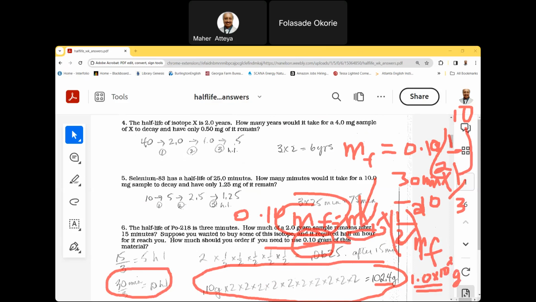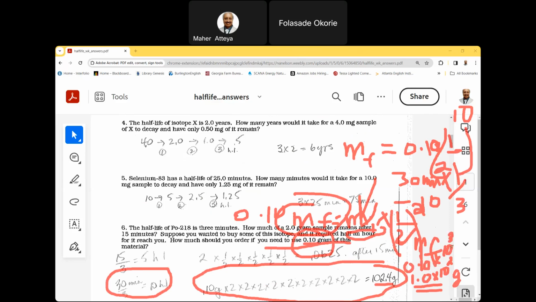0.12349766. Okay, we are putting it into two sig figs. Yes, I put it 1.0 times 10 to the power 2 grams, because I went to the left 2 digits. You can't go 3 digits. It will be 0.10 times 10 to the power 3. You can go 3 digits.